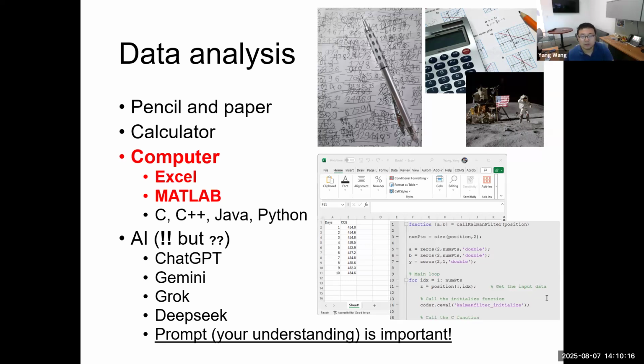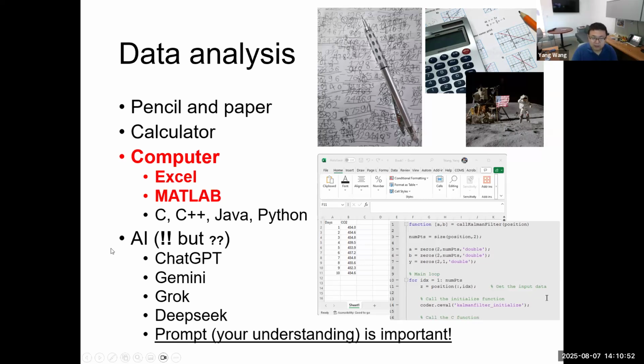For example, Excel, right? It's a product coming from the Microsoft company. And then nowadays, people use MATLAB a lot for data analysis. And there are also other software that we can use for conducting data analysis, for example, C, C++, Java, or Python, right? There are different tools targeted for different types of data analysis or different types of software engineering purposes, right? So for example, here I'm showing you the interface of Excel and MATLAB, right?